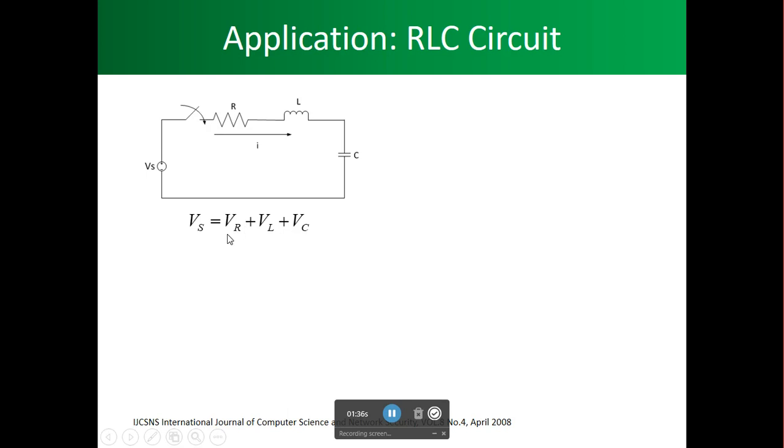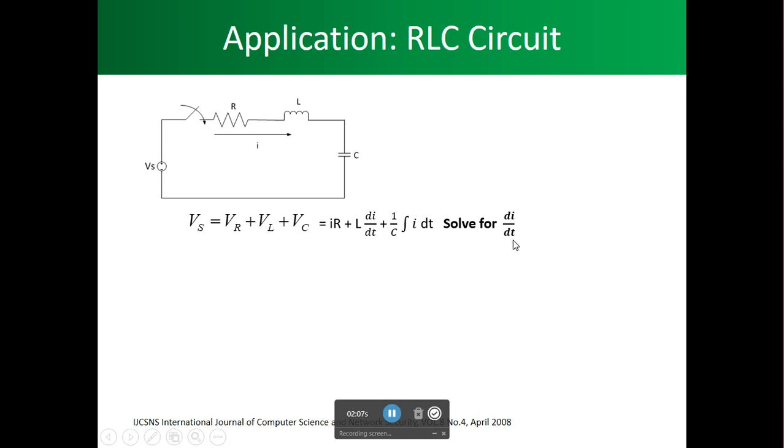Okay, so we have the voltage for the resistor, the voltage across the inductor, the voltage across the capacitor. What are they equal to? The voltage across the resistor is equal to IR. The voltage across the inductor is L times di/dt. And the voltage across the capacitor is 1 over C, the integral of I dt.